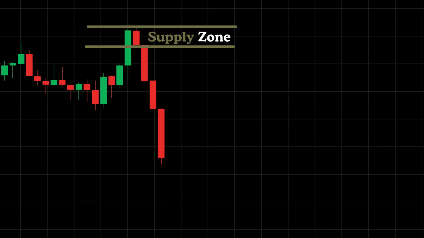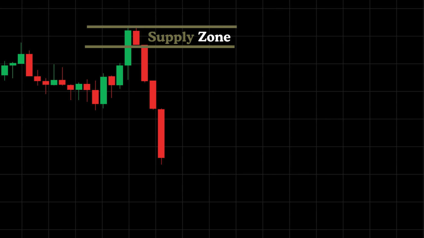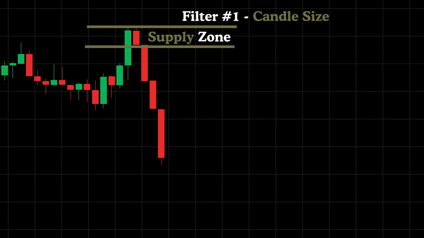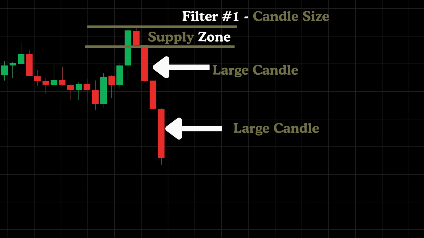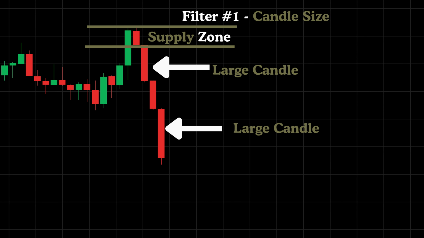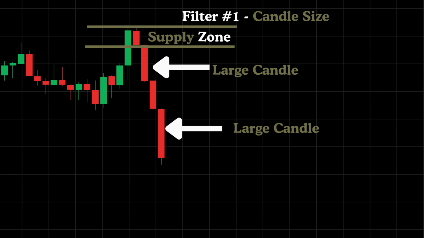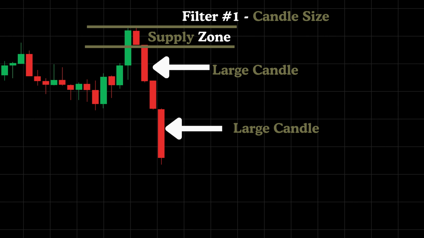When institutions step in, they leave a footprint. One of the clearest signs is the size and momentum of the candles. If you see large, consistent candles driving strongly in one direction, that's smart money activity. But if candles are small, choppy, or filled with long wicks, that's just noise and weak momentum. Those setups should be avoided.